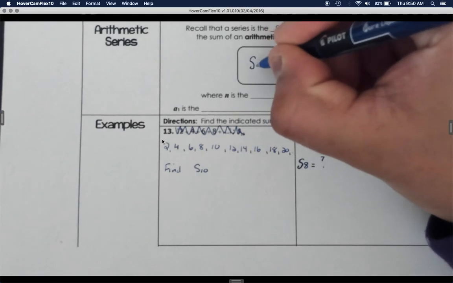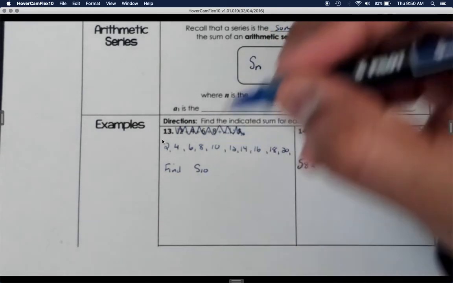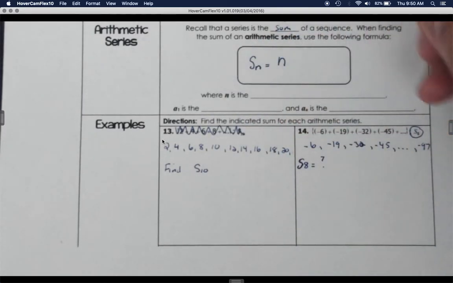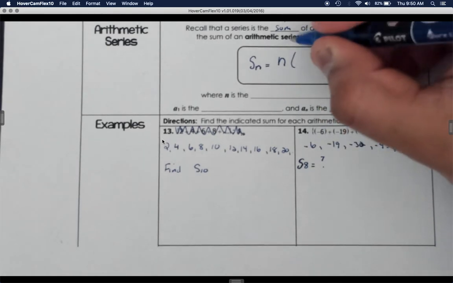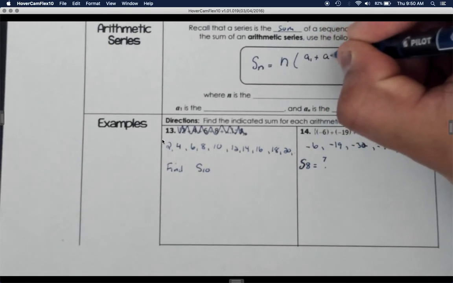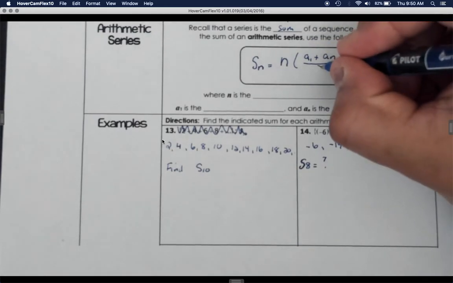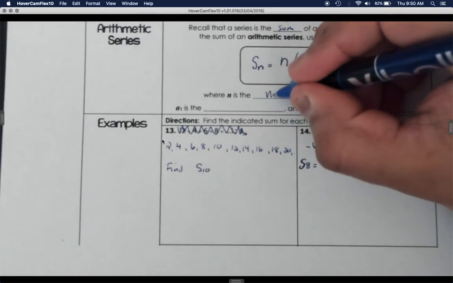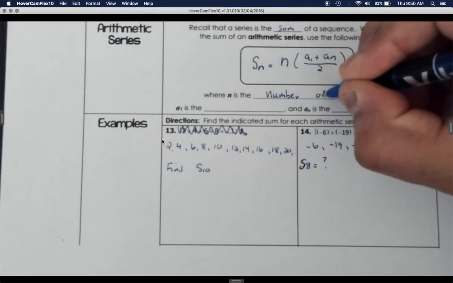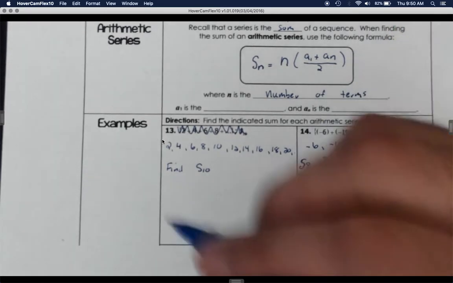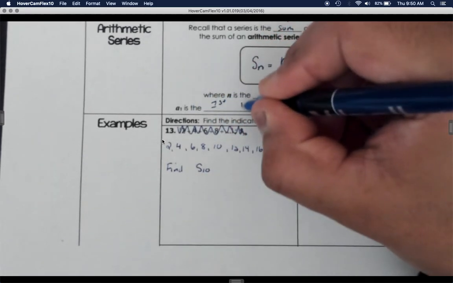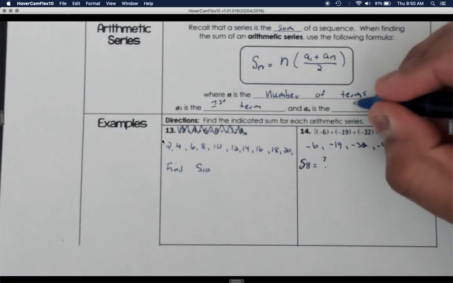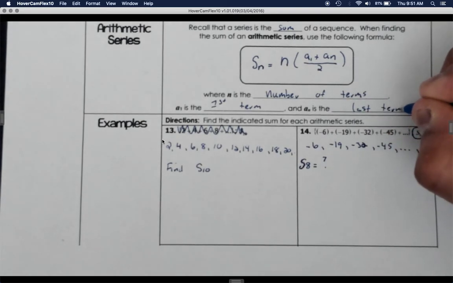The sum of however many terms you are adding together, S sub n, is equal to the number of terms that you're adding, n, times your first term plus the last term, divided by 2. So that's your formula. Again, what does n stand for? n stands for the number of terms. a sub 1 is your first term, and a sub n is your last term. So that's what the formula is.